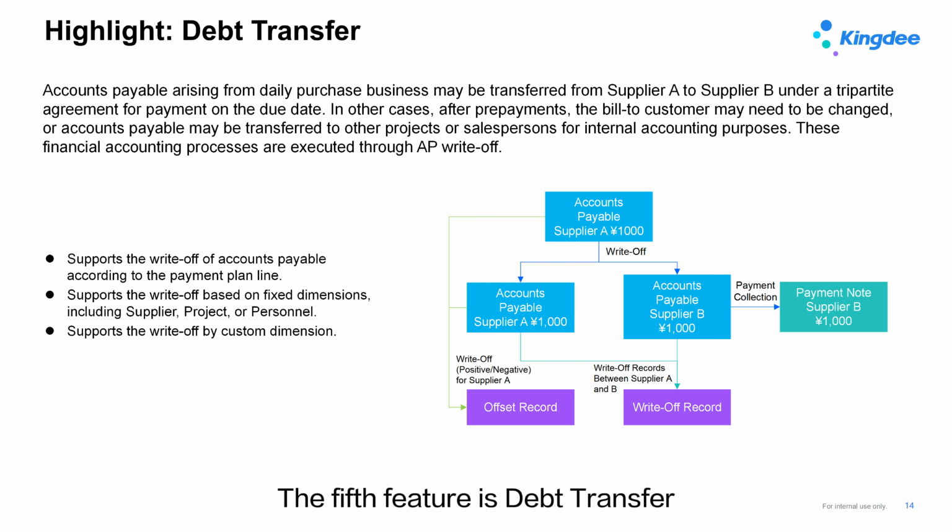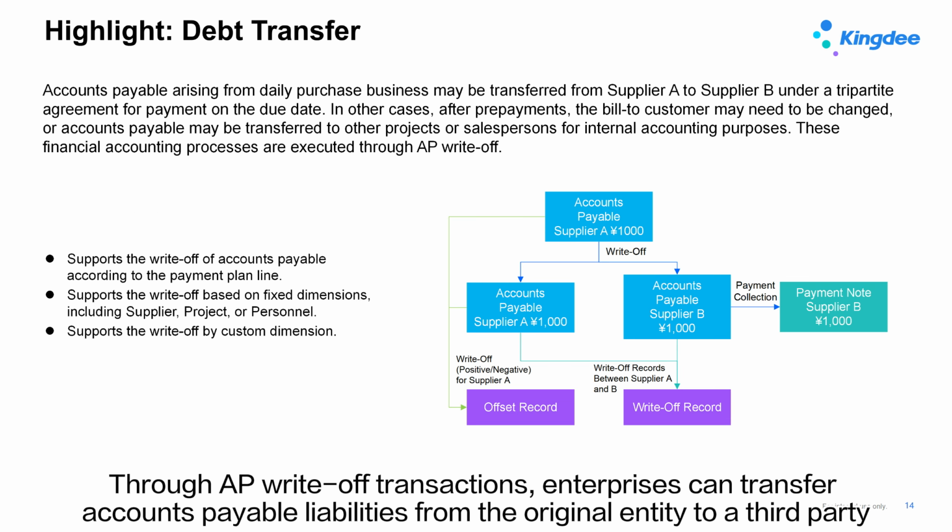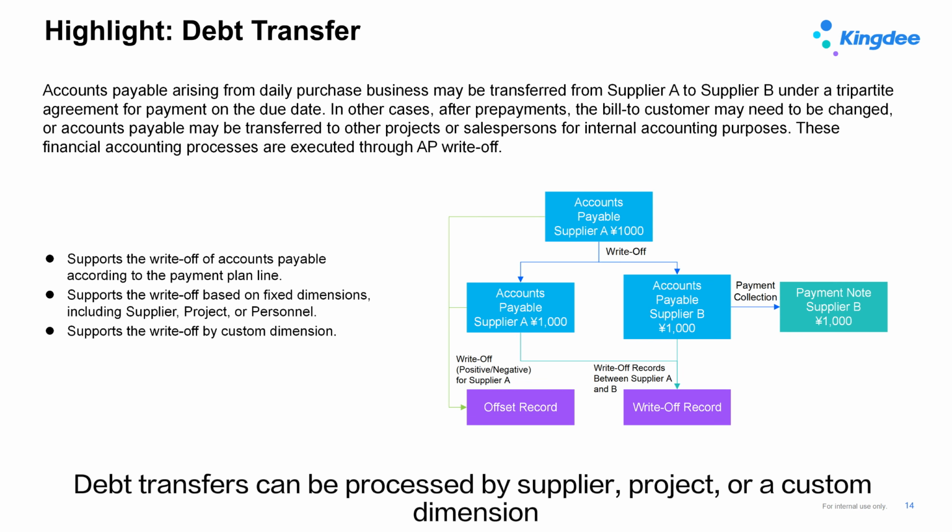The fifth feature is debt transfer. Through AP write-off transactions, enterprises can transfer accounts payable liabilities from the original entity to a third party. Debt transfers can be processed by supplier, project, or a custom dimension.